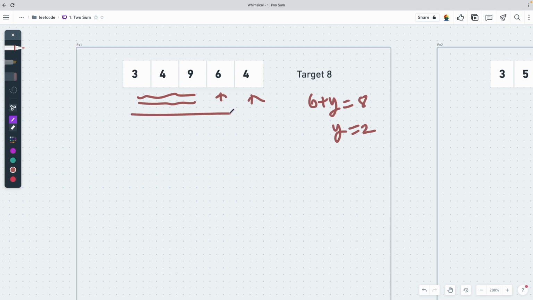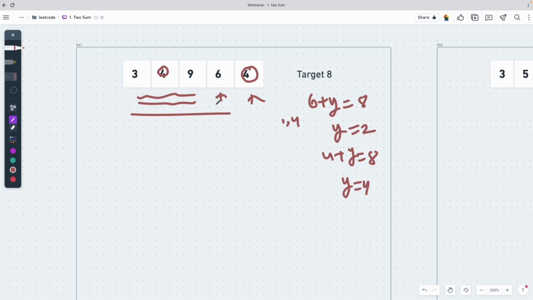Similarly, if we look at 4, then we will be looking at the remainder of the array, the whole array. In this case, 4 plus y equal to 8, which means y is 4. We are looking for another 4 in the remaining array. We have a 4 here and we are currently here. So 4 plus 4 is 8, which is why for this the solution would be indices 1 and 4.